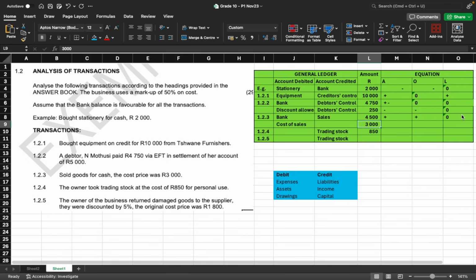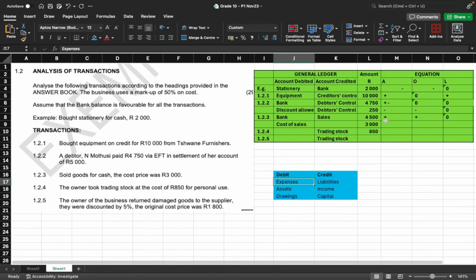Okay, now we're not done yet. We have to now record cost of sales. How much did it cost us to sell this? Well, they already put account debited there as cost of sales. What is cost of sales? Cost of sales is an expense, and you know already by now expenses are debited. As you can see here in our acronym, we debit expenses.